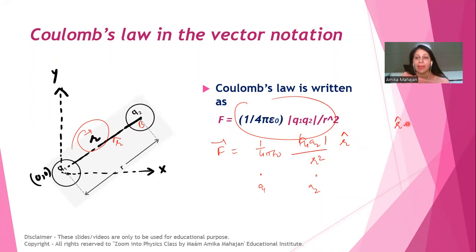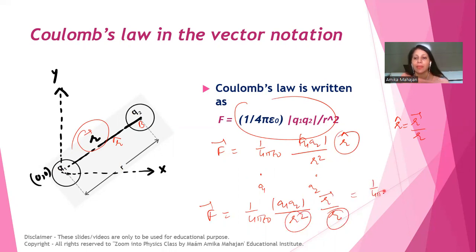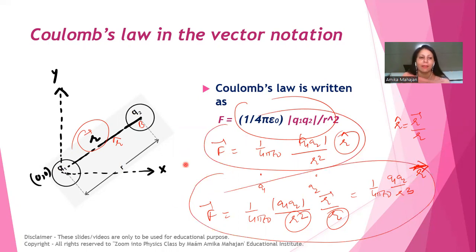And you know, this r cap can be written as r vector upon magnitude of r. So I can write it as 1 by 4 pi epsilon naught q1 q2 magnitude upon r square. This r cap can be written as r vector upon r. So 1 by 4 pi epsilon naught q1 q2 upon r cube, and in the numerator it will be r vector. So what do I find? Again, I get the same form, whether the charge is present like this or like this. The main thing is that the first charge q1 is present at the origin. Only then is this form written.